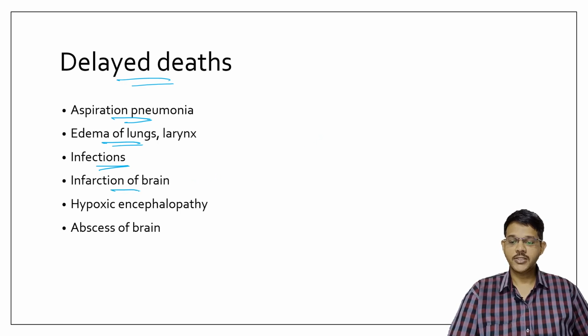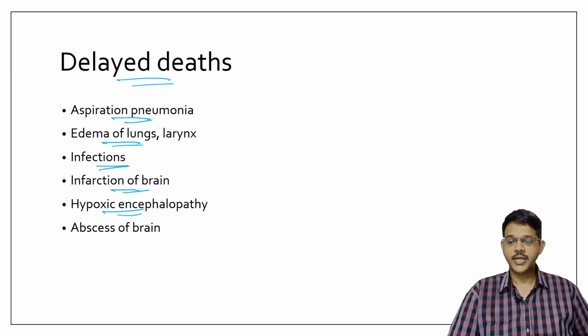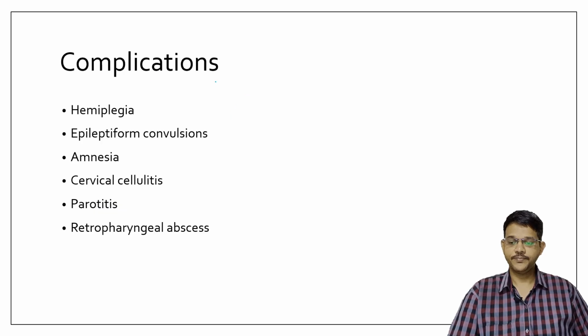There may be infarction of the brain because of decrease in blood supply, cerebral artery occlusion. Some part of the brain gets infarcted and the person may die after a few days to months. Or there may be hypoxic encephalopathy because of decreased blood supply. Some part of the brain may completely die and lead to encephalopathy, and the person may die. There may also be infection of the brain leading to abscess of the brain, also one of the delayed causes of death in hanging. Complications may also arise after the person survives the episode of hanging.